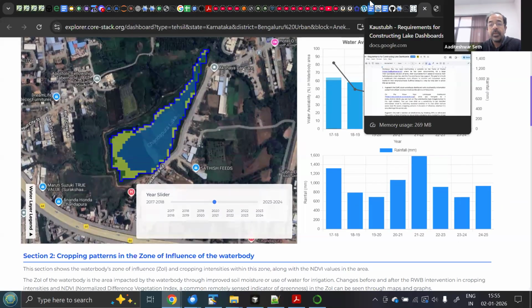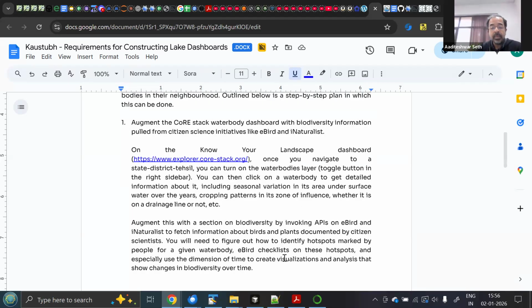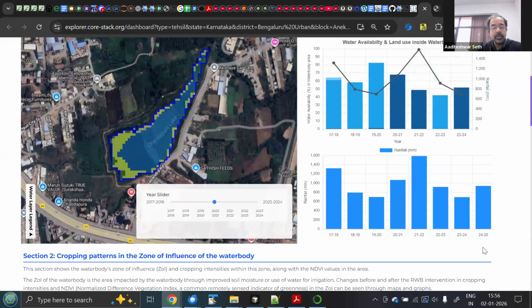And where do we get that? If you know about eBird, eBird is a citizen science application which people use to document bird sightings. And eBird already has a lot of APIs. So what you can do is, for every water body, find an eBird hotspot on which people have already been documenting bird occurrences and use APIs to get that information from eBird. And it can be layered over here.